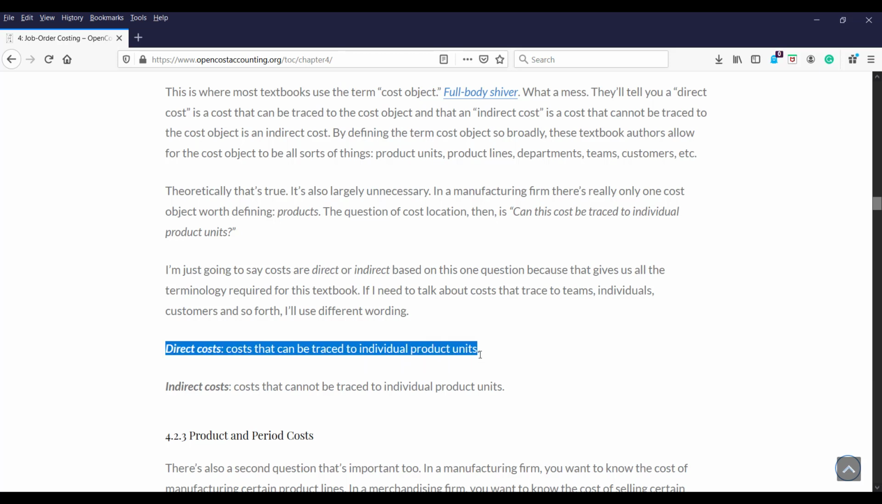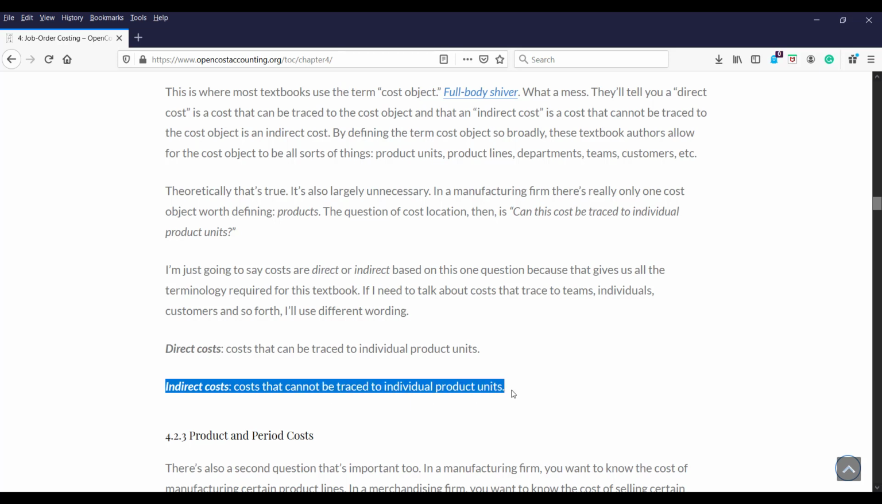If it can be traced to individual product units, then it's a direct cost. If it cannot be traced to individual product units, it's an indirect cost. Now, when I say can and cannot, the threshold we're talking about is whether it's economically feasible to, not whether it's metaphysically possible. Sure, we could probably trace every single drop of oil that goes into the machinery to individual product units if we wanted to. But would that be economically feasible? Absolutely not. Almost in every case. So we're talking about costs that can economically be traced to individual product units.